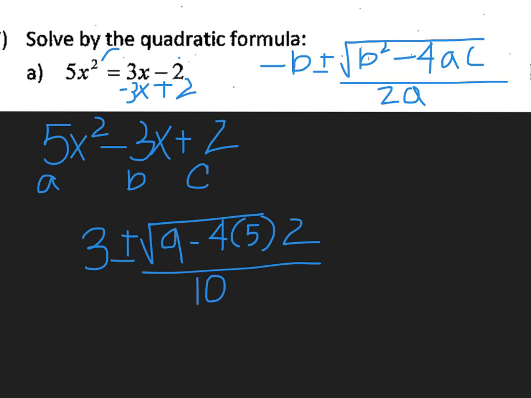Okay, so then what I do is I go to my calculator and I do what's inside of the parentheses, or inside of the square root sign first. So I say 9 minus 4 times 5 times 2, and that's going to give me negative 31. So what we're looking at is 3 plus or minus radical 31 over 10.